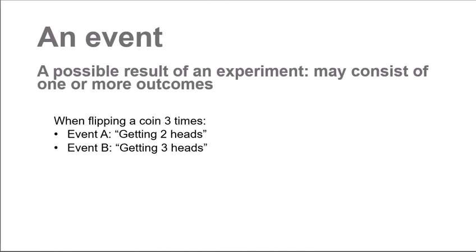Our third term here is an event. An event is a possible result of an experiment, but it differs from an outcome in that events can consist of more than one outcome, or just one. So again, with our flipping a coin 3 times, some possible events might be getting 2 heads or getting 3 heads. If I list these out, there's actually 3 possible outcomes that are included in the getting 2 heads event. So this event is made up of 3 possible ways that could happen: heads, heads, tails; heads, tails, heads; tails, heads, heads. These are distinct outcomes, but they group together all as one event of getting 2 heads.